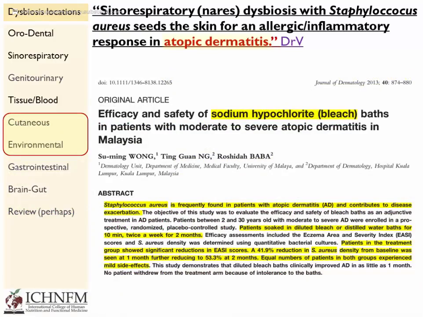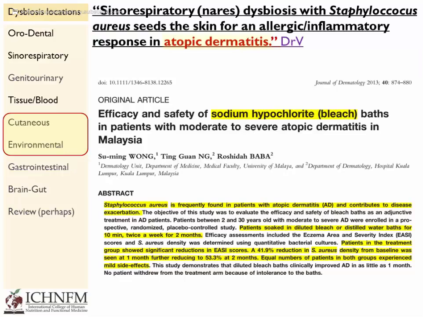Let's briefly look at this article from Journal of Dermatology 2013, Efficacy and Safety of Sodium Hypochlorite Bleach Baths in Patients with Moderate to Severe Atopic Dermatitis. Patients soaked in dilute bleach for 10 minutes twice a week for 2 months. Patients in the treatment group showed significant reductions in the eczema area and severity index. A 42% reduction in Staphylococcus aureus density from baseline was seen at 1 month, further reducing to 53% at 2 months.